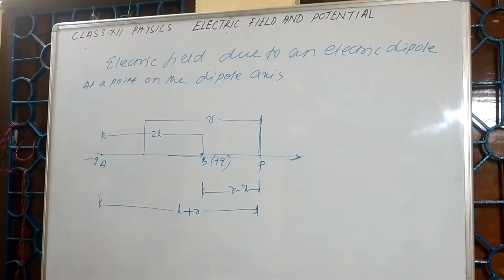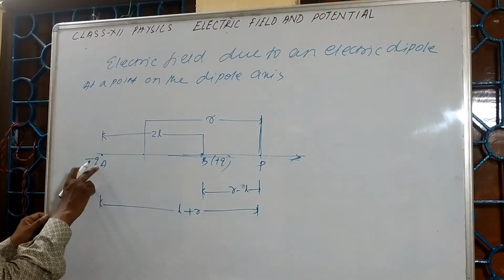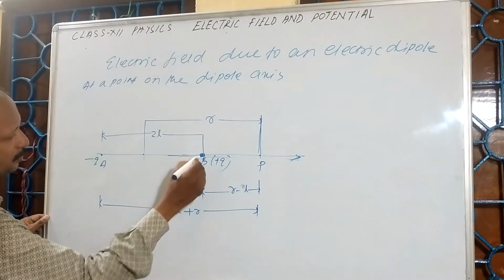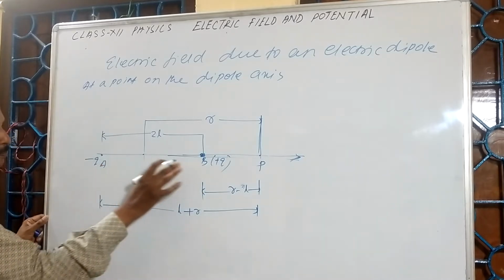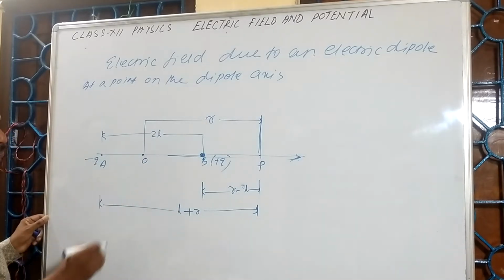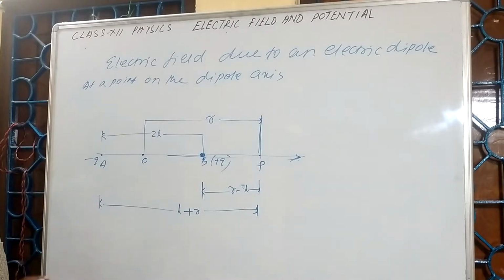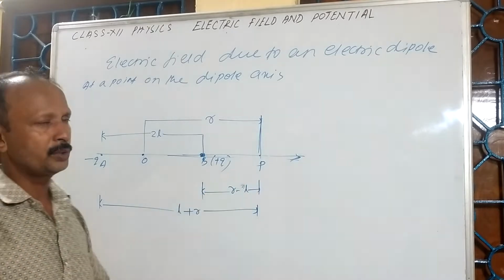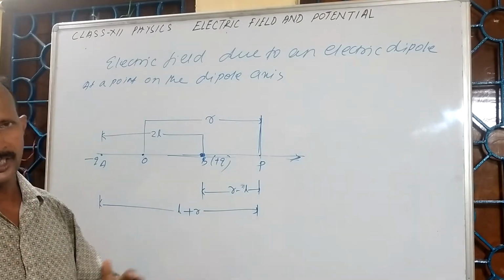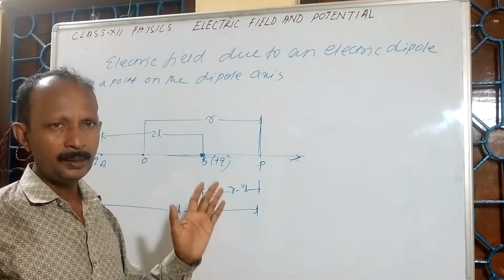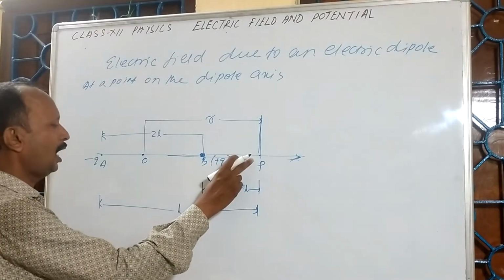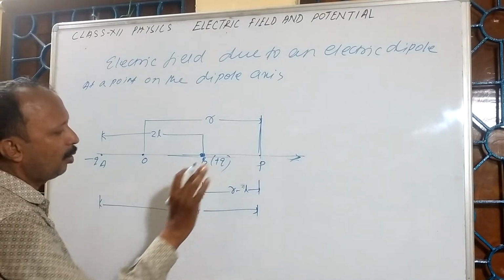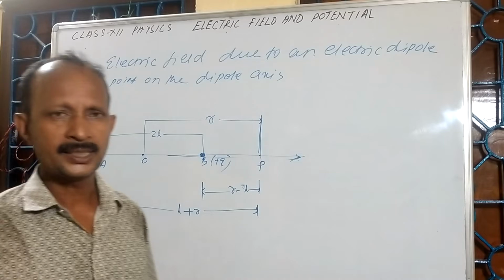Listen carefully. See here, this is the minus Q charge at point A, this is the plus Q charge at point B. Suppose this O is the midpoint of this electric dipole. This is the dipole axis. I want to calculate the electric field at the point P, which is at a distance R from the midpoint of this dipole, and it is on the dipole axis.